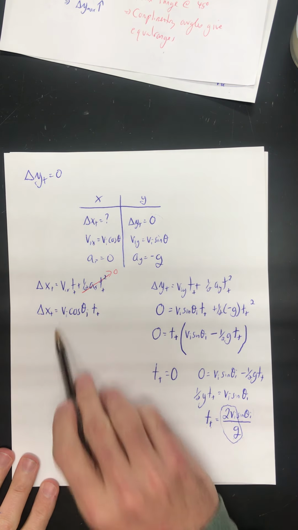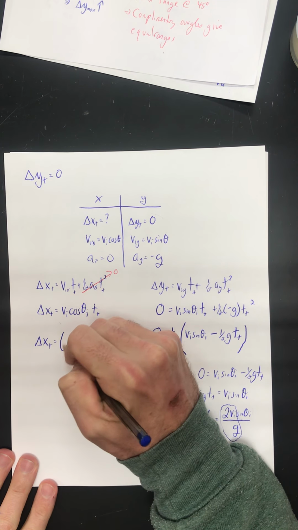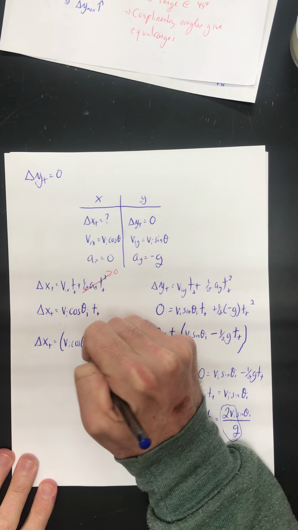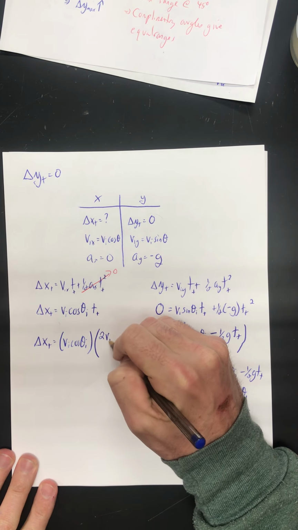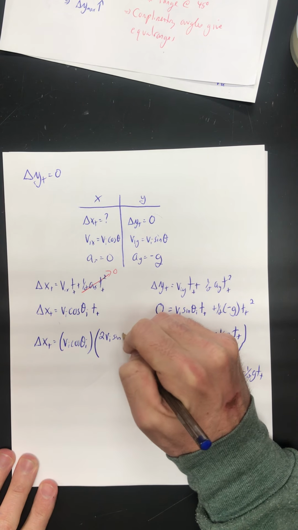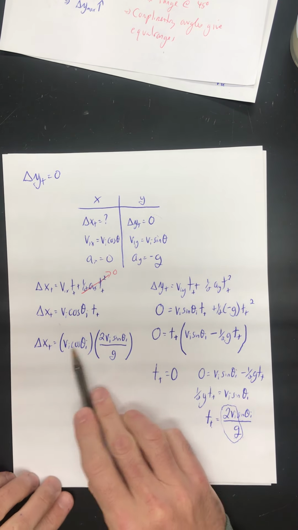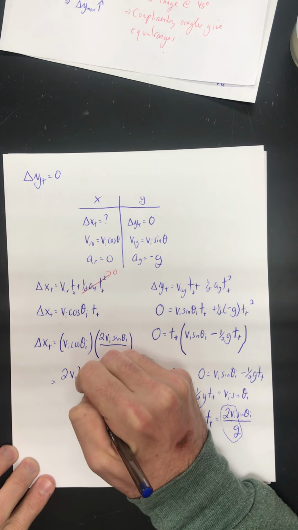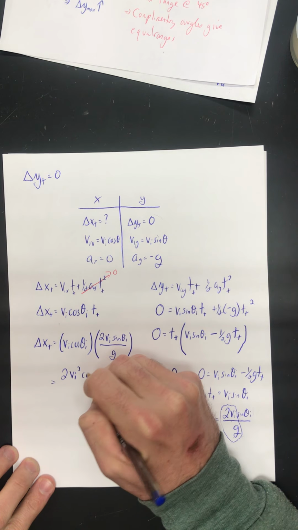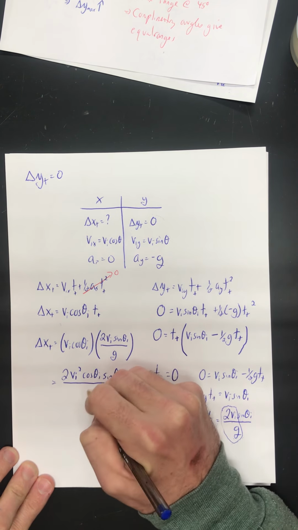So now what I'm going to do is come back and bring that over here. So delta xt is equal to vi cosine theta I, and then we're multiplying that by this thing here, 2 vi sine theta I over g. Okay? So I've got the 2 vi's there, so that becomes 2 vi squared cosine theta I sine theta I over g.